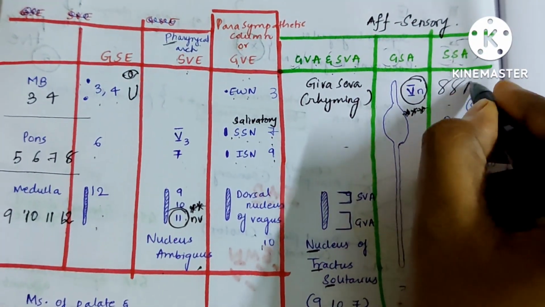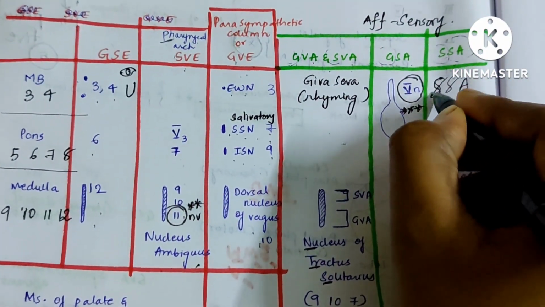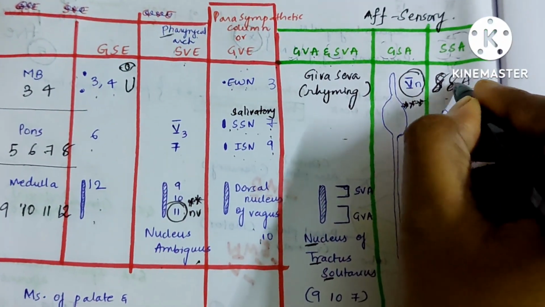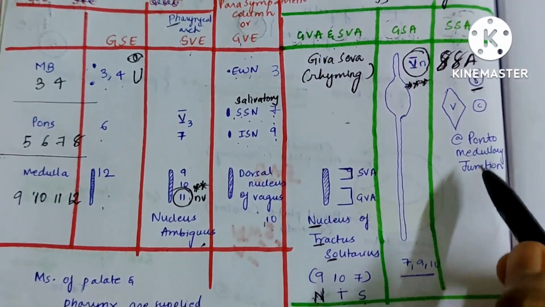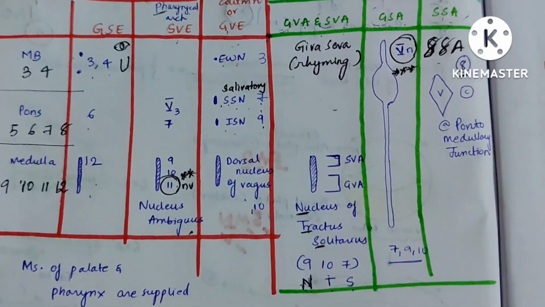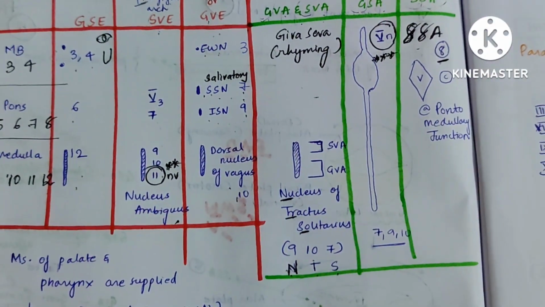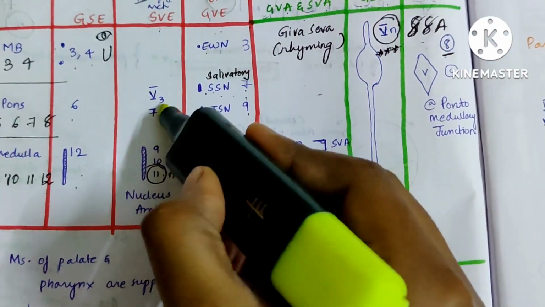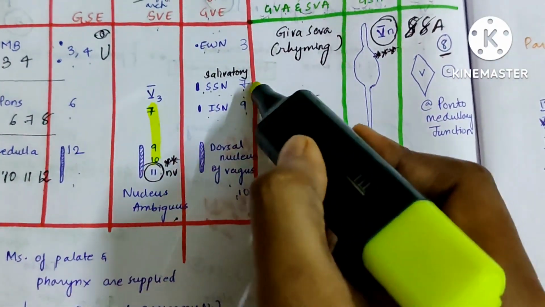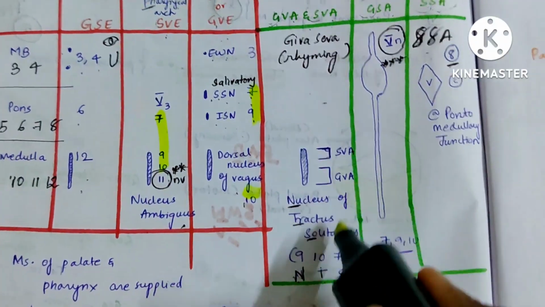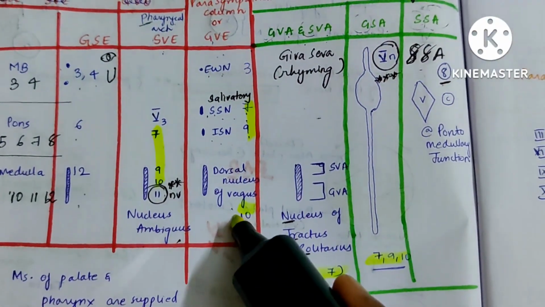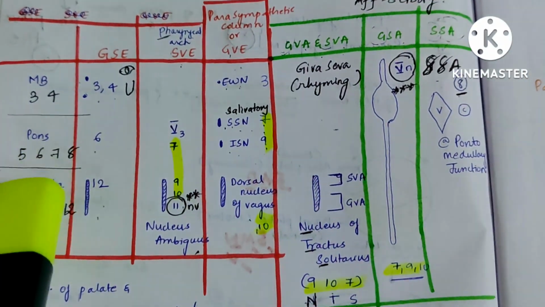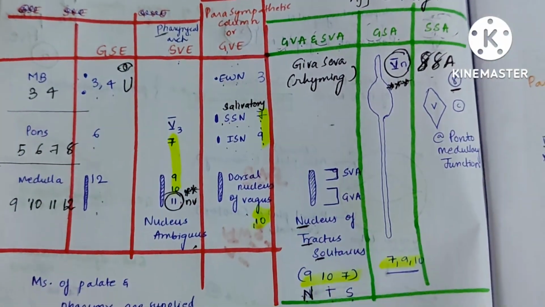Now coming to SSA, remember I have written it as SSA, right? Both S's are in this, so you can make 8 out of it. So SSA is the 8th nerve at the pontomedullary junction. So yeah, this is the table. Except for the first and the last columns, all the other columns involve the 7, 9, 10 nerves. So look at that, 7, 9, 10 in all the middle 5. The first and last do not have 7 and 10.